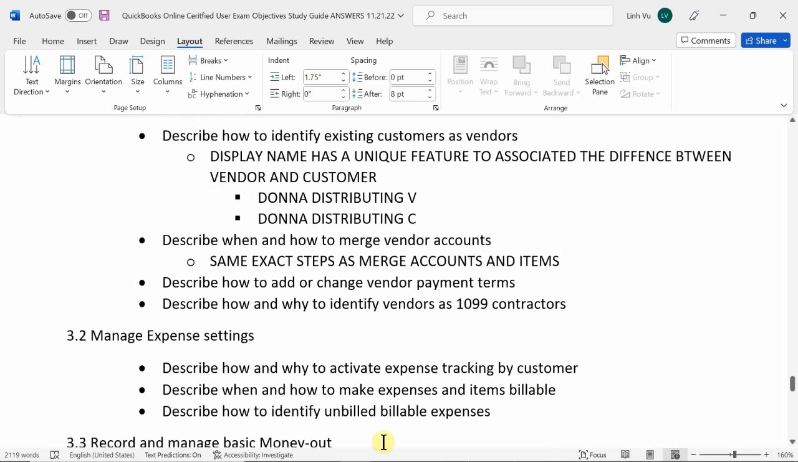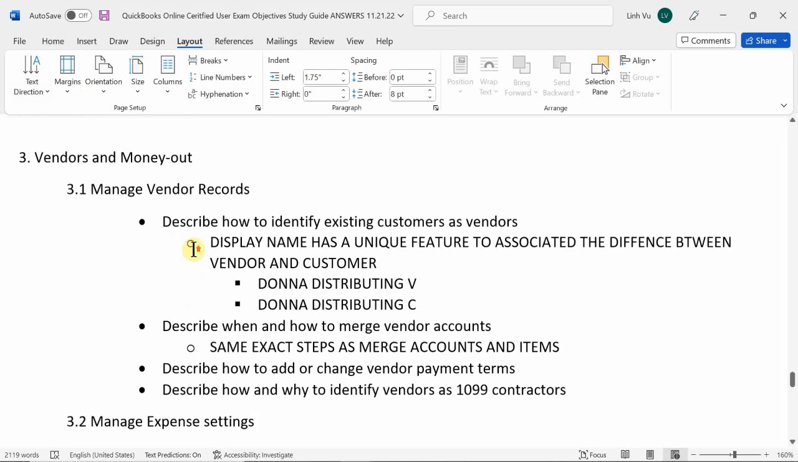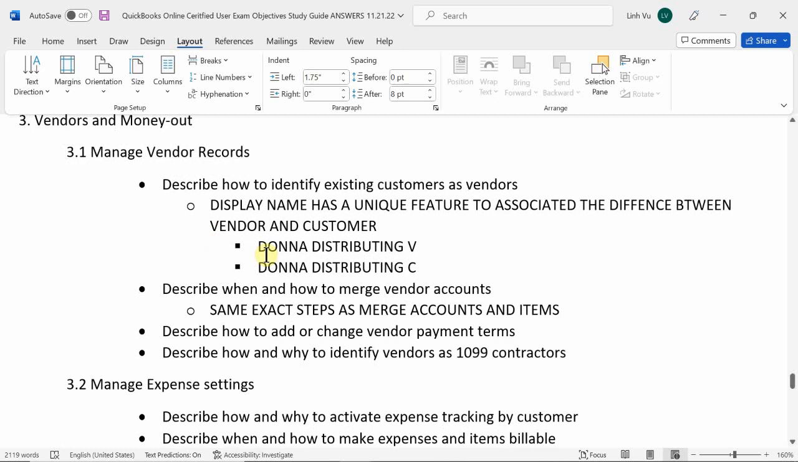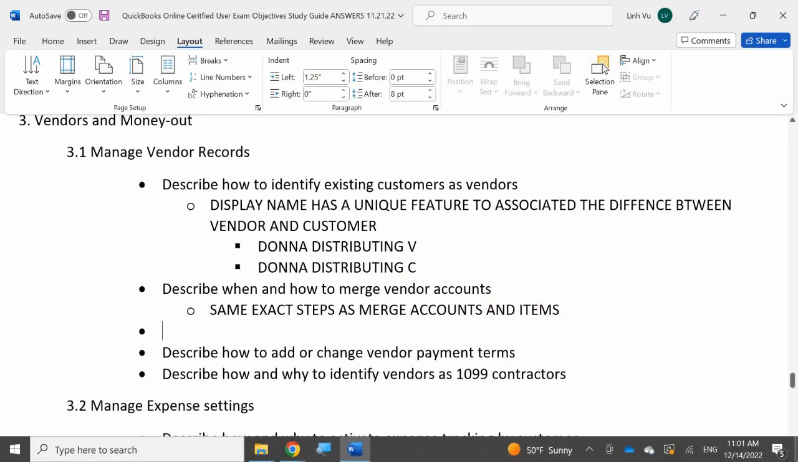Describe how and why to change vendor terms, and then how and why to identify vendors as 1099 contractors. In this case, it doesn't really tell you about how to edit people, which is definitely something that I think you should also know how to do. How to add, edit, and delete.